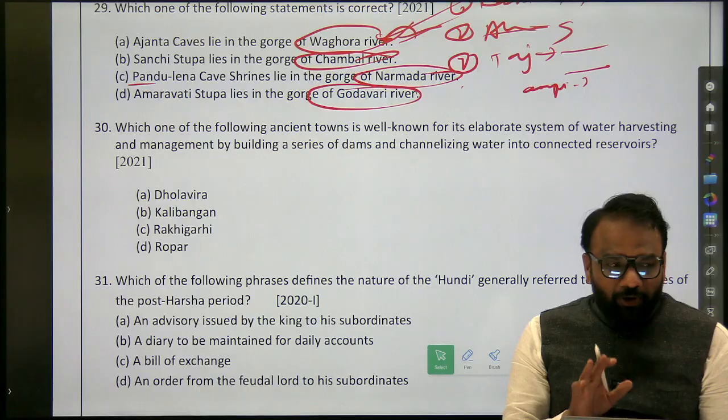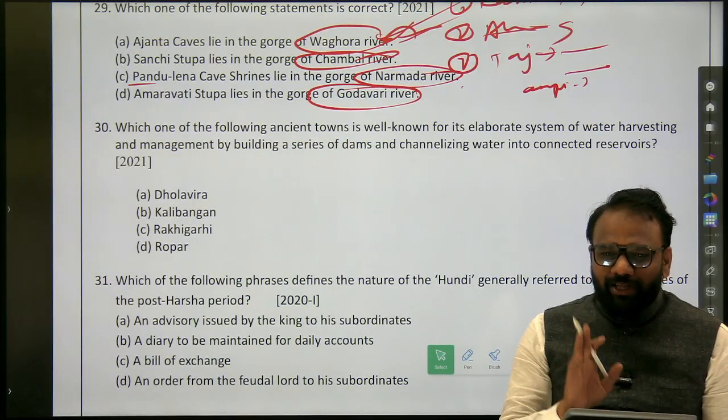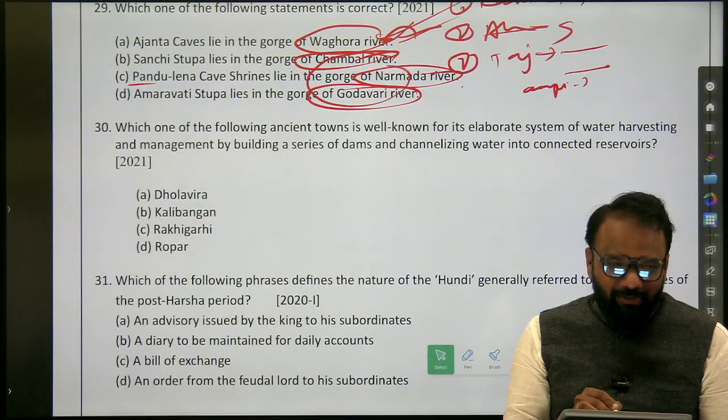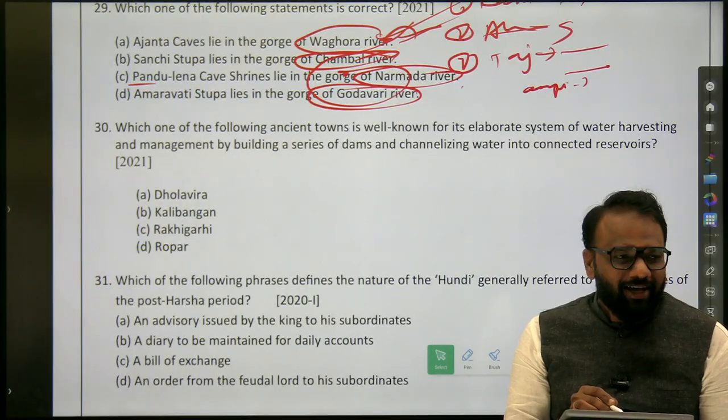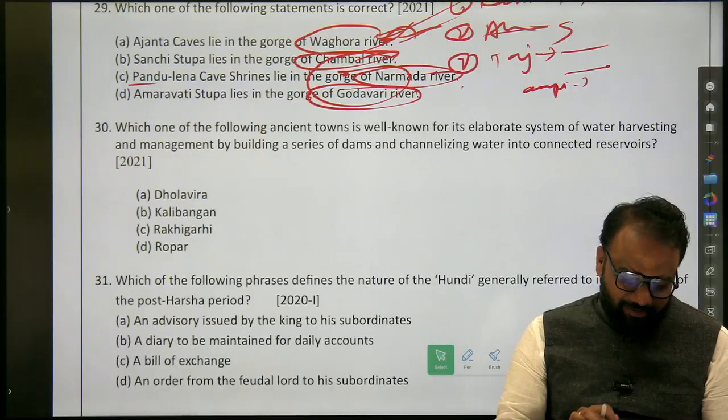But again, when you don't have any other option, when you don't have any other weapons left, that will be the last weapon. What you will do: famous rivers you will eliminate, and for the unknown river, you will assume that this answer is right. Okay, this answer is right.